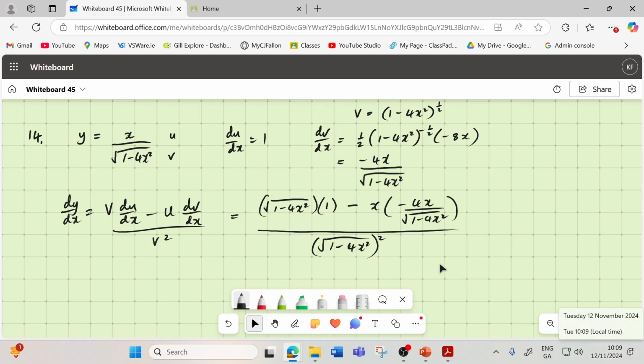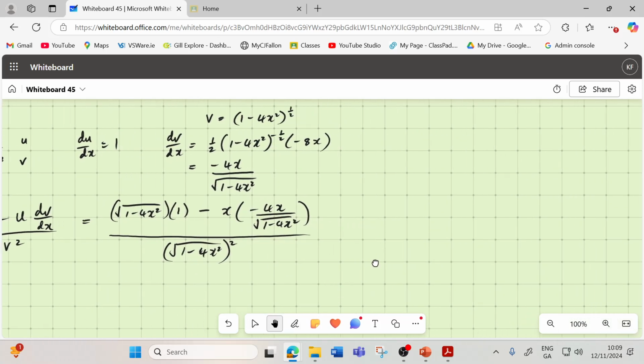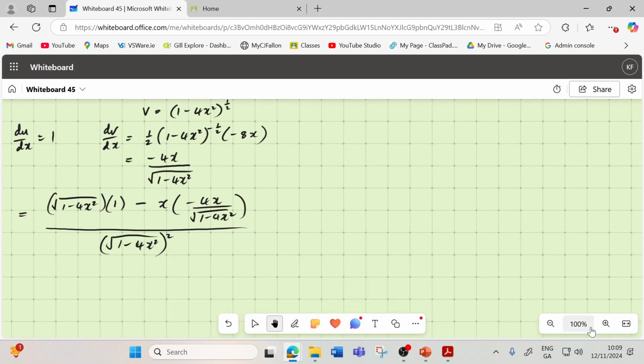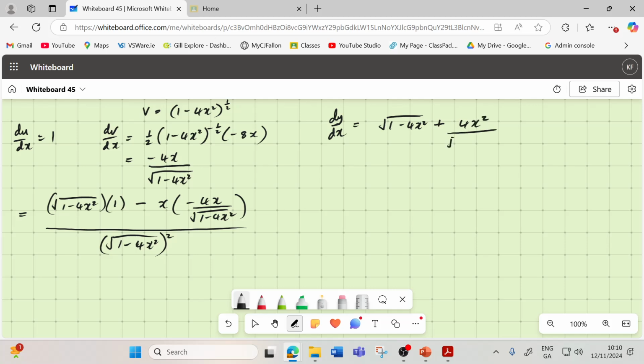Okay, now this is just simplifying. So dy/dx equals the square root of 1 minus 4x squared, minus x times minus 4x over the square root of 1 minus 4x squared, so plus 4x squared over the square root of 1 minus 4x squared, all over 1 minus 4x squared, because the square root squared gives you back the expression.